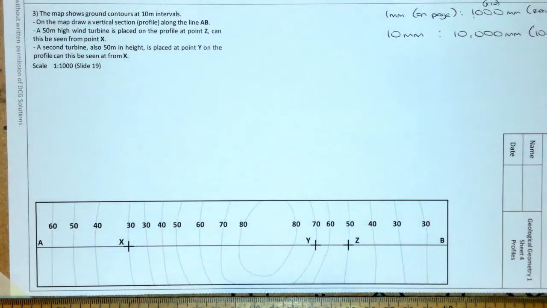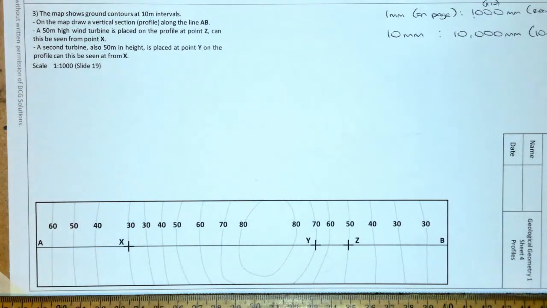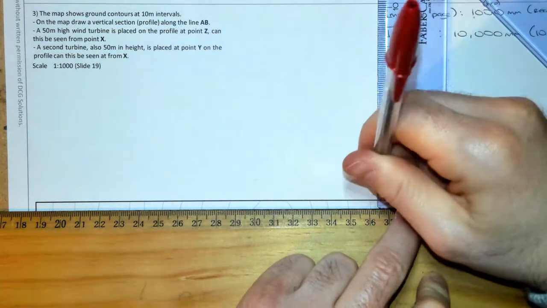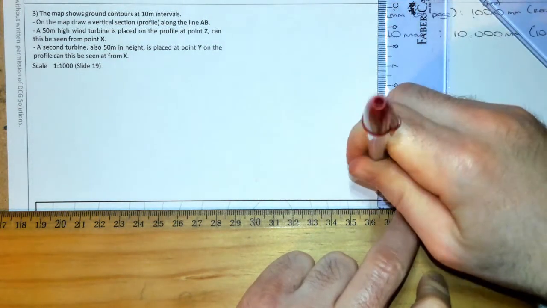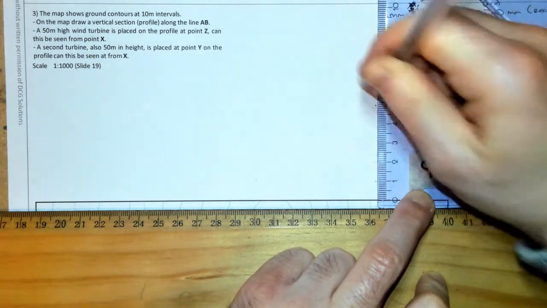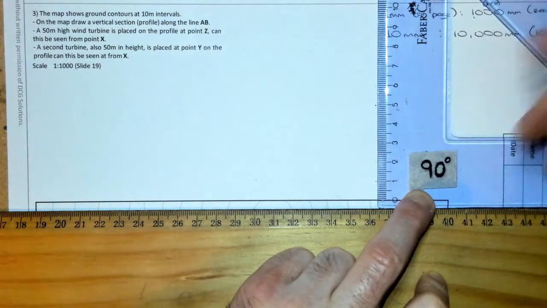Okay, so we have to do the profile before we can get onto that part. So once again, I'm going to start the profile. I can see my highest number on my contours is 80, and my lowest, I think, just looking along it, yeah, is 30. So I'm going to start by first of all measuring out my tens. So going up to 80, that's 30, 40, 50, 60, 70, 80. Yeah, that'll all fit in fine.